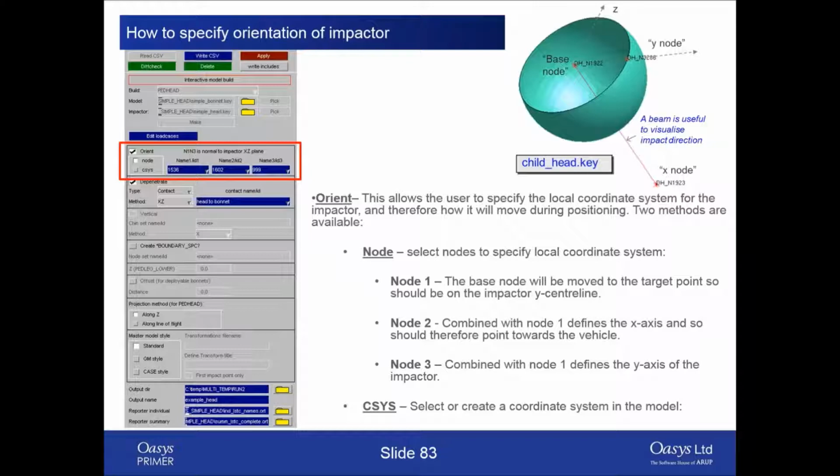Or if you have an impactor which already defines the local coordinate system by having a star define coordinate system, an LS-DYNA coordinate system, you can just select that.